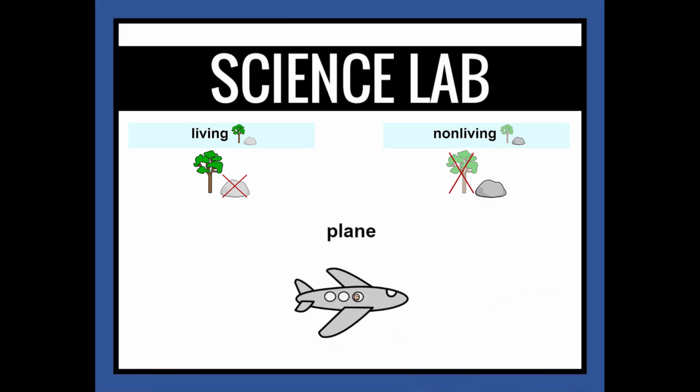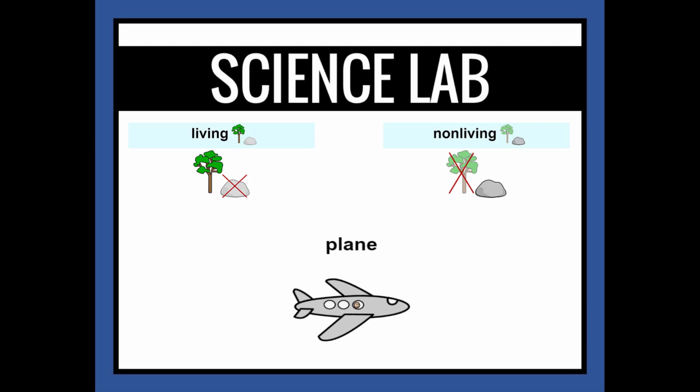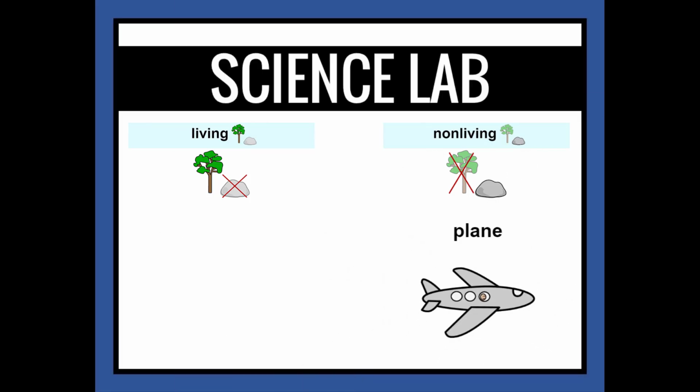Our next item is an airplane. Is this airplane a living thing or a non-living thing? An airplane is a non-living thing. It does not breathe, eat, grow, move by itself, or reproduce.